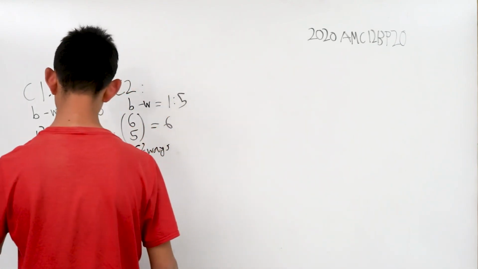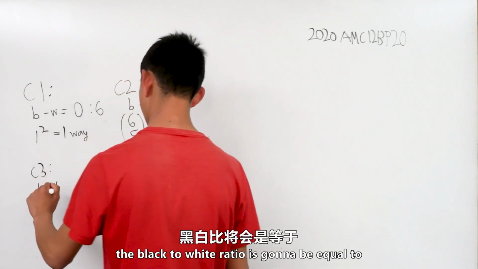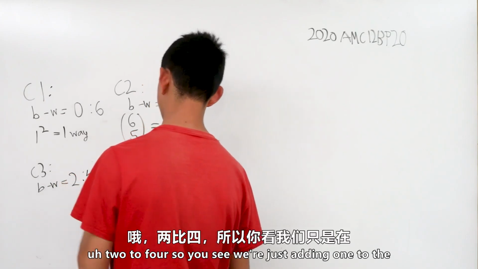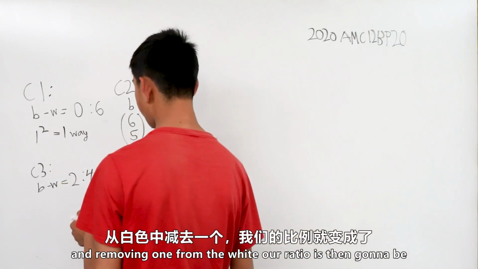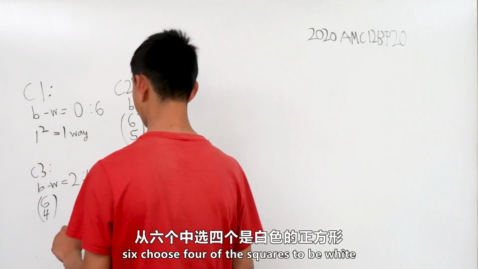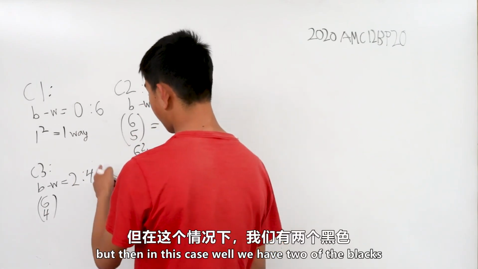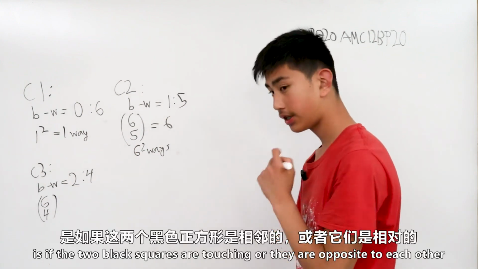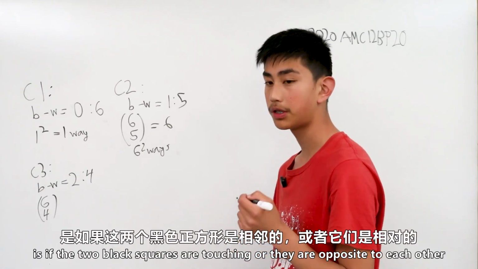Now, case 3. The black to white ratio is going to be equal to 2 to 4. So you see we're just adding 1 to the black and removing 1 from the white. Our ratio is then going to be 6 choose 4 of the squares to be white. But in this case, we have 2 blacks. And the only ways for this to happen, if there's 2 blacks, is if the 2 black squares are touching or they are opposite to each other.